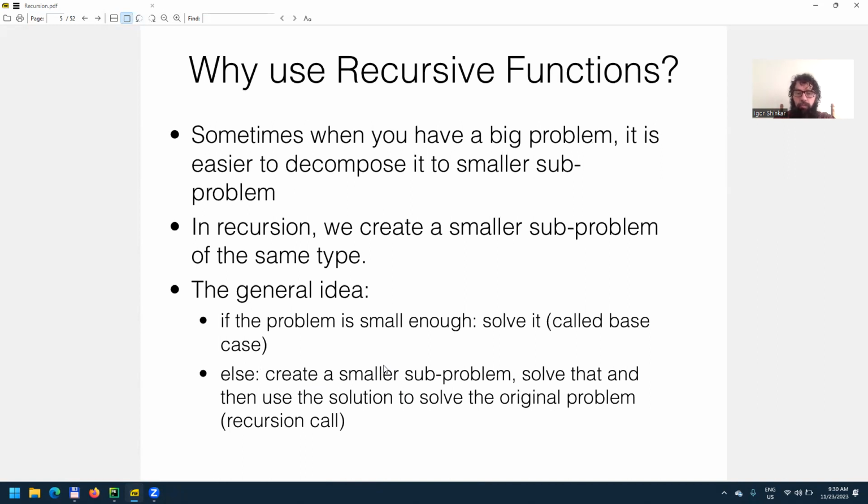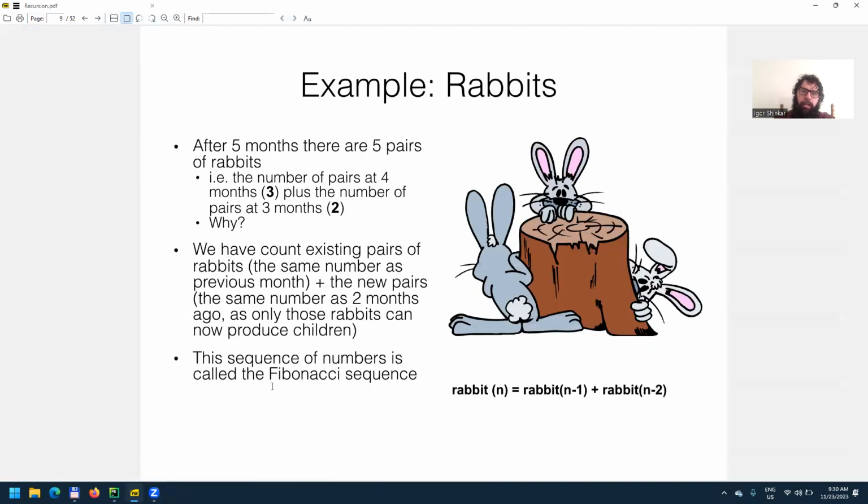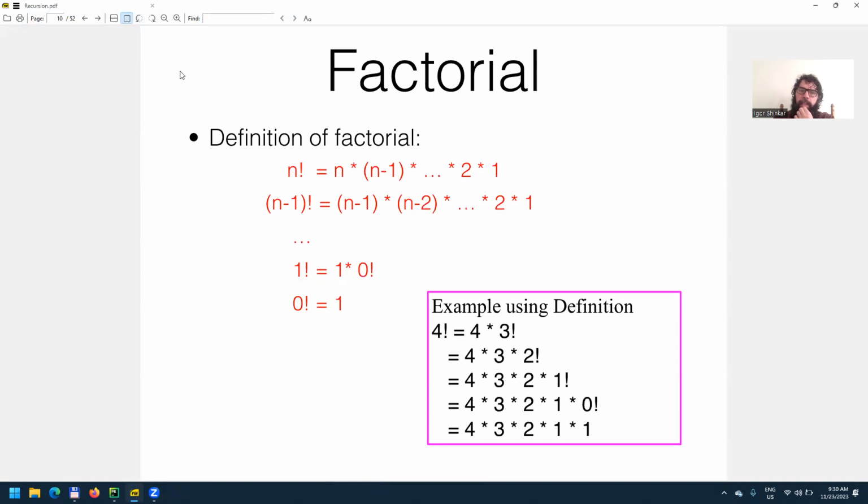Okay, so let me skip this rabbit example. Let's take this example of factorial. What's factorial? The factorial of a number n is the product of the first n integers. So it's 1 times 2 times 3 times 4 up to n. For example, what's 4 factorial? 4 factorial is 1 times 2 times 3 times 4.